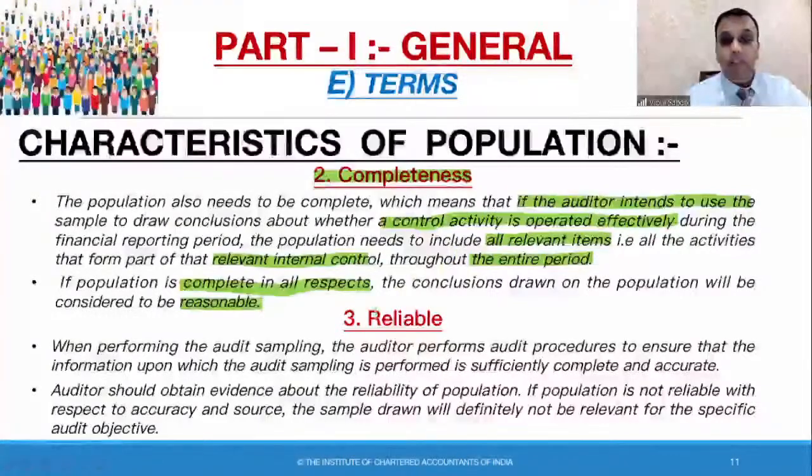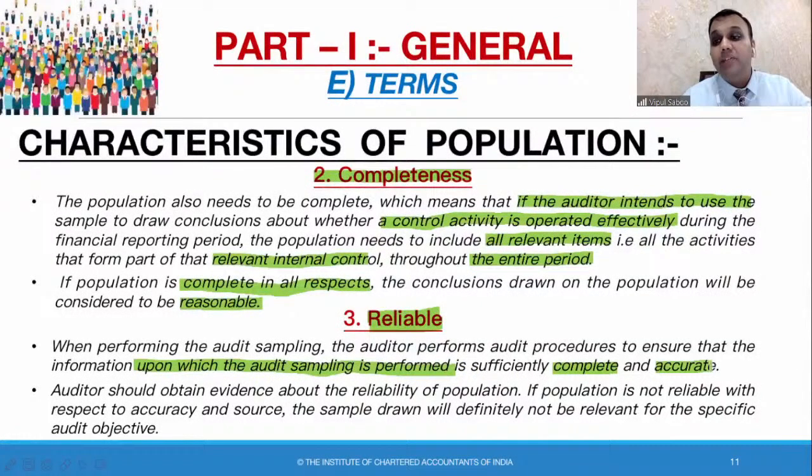Now my population, the third part, it should be reliable. I should be able to place my reliability on the population. So auditor has to develop confidence that the information selected in the sample on which the audit sampling is being performed is complete and accurate in a sufficient manner. Whatever quantum is required by the auditor, the sampling and the population is complete and accurate in that particular respect.